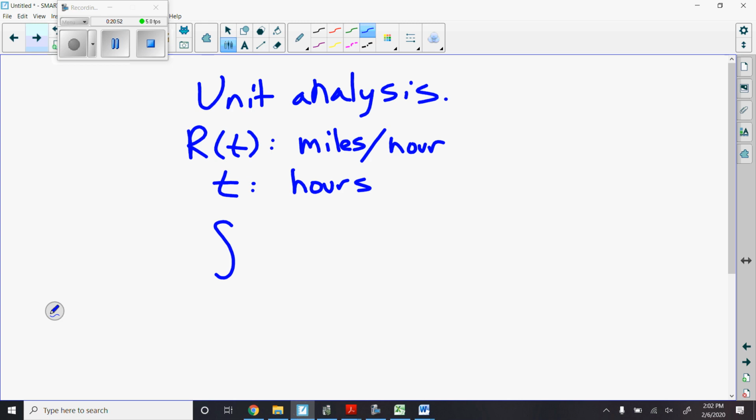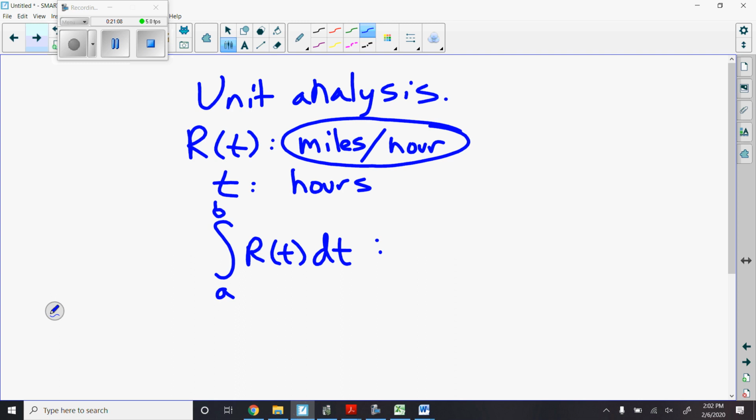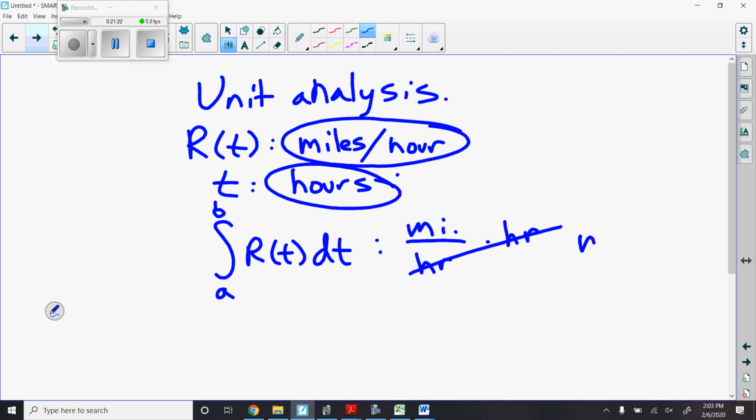So when I do the integral from a to b of R of t dt, my unit is going to be, we looked at this with the Riemann sums, but I'm taking this and I'm multiplying by this. Miles per hour times hour. My hours are going to cancel and I'll be left with a unit of miles.